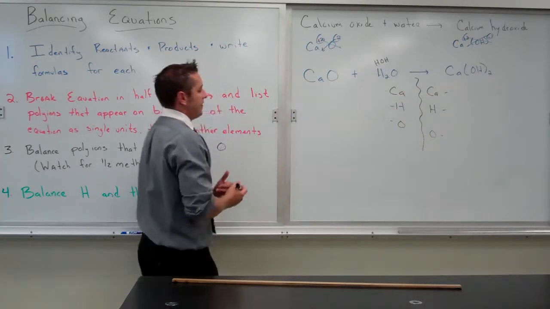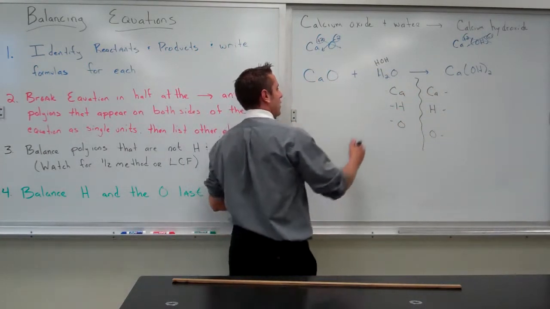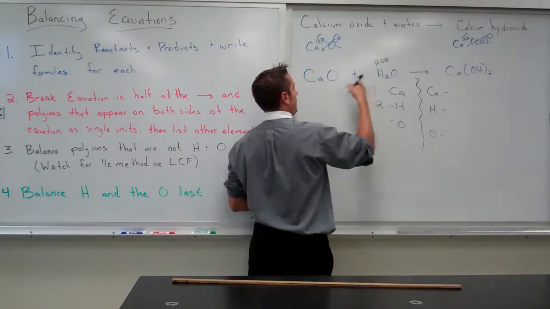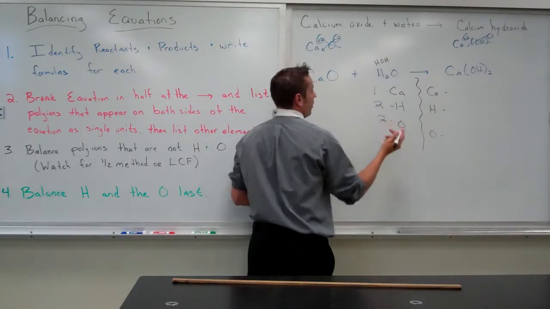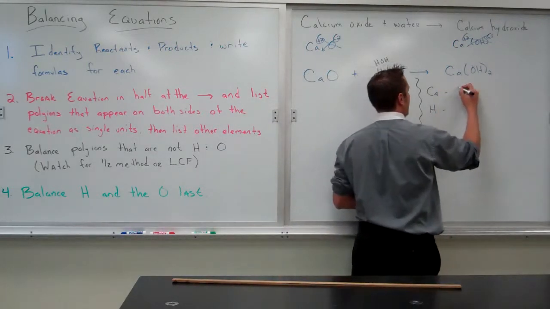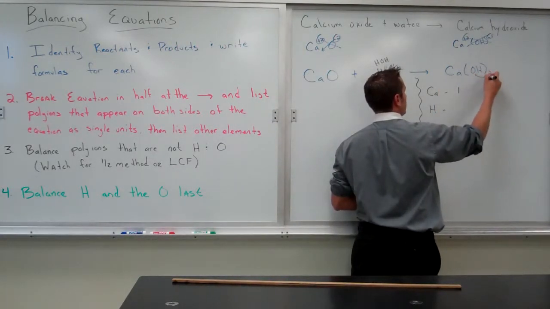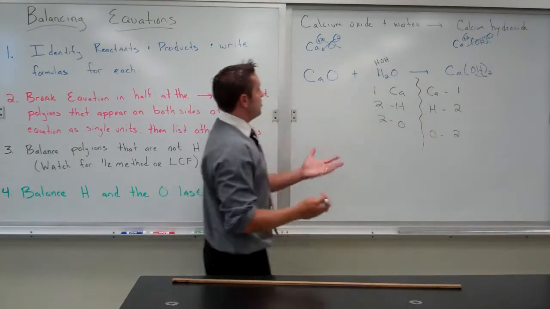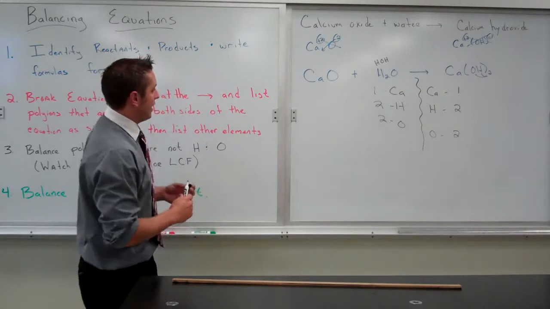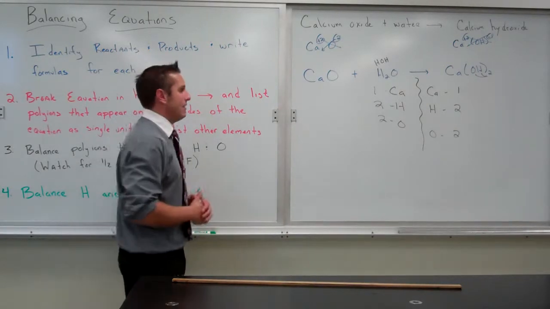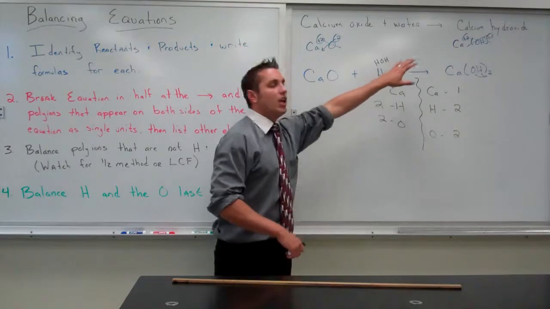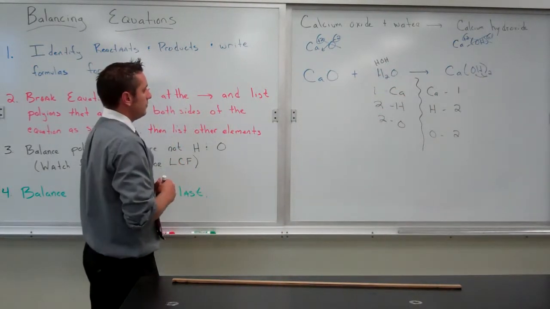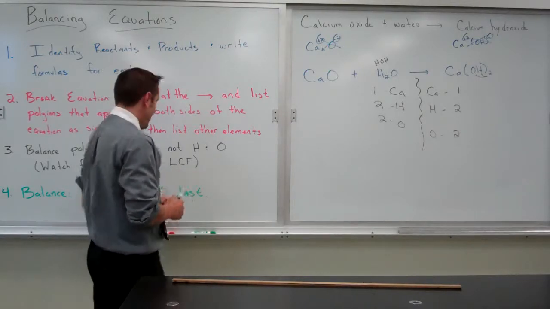Now we count how many of each we have. Looks like I have one Ca, two H's, two O's. Over here, one Ca, and the 2 reaches in here and here, so 2 H's and 2 O's. So you can see that by writing the correct formulas, you will already have balanced this equation with simply having coefficients of 1 as you go through. Let's try another.